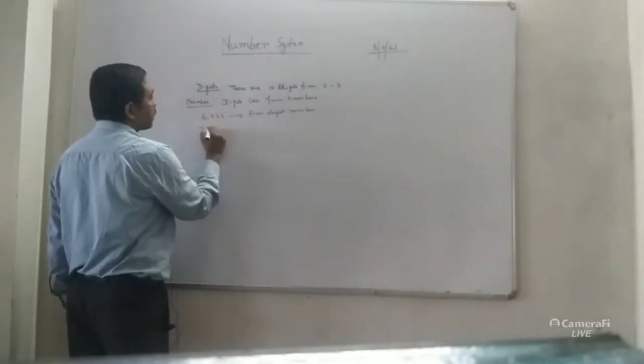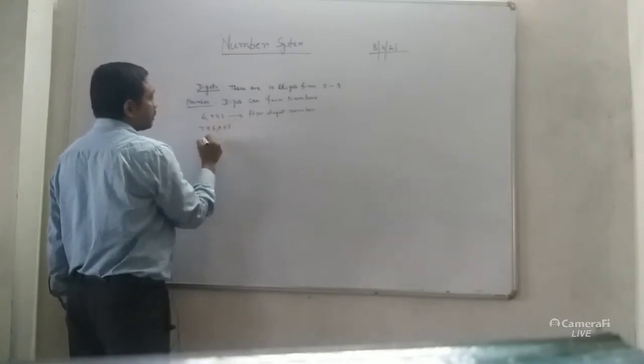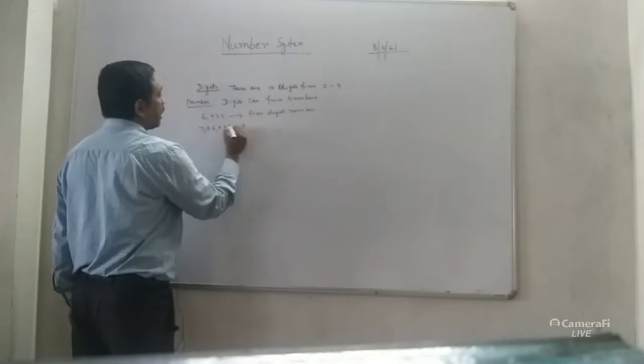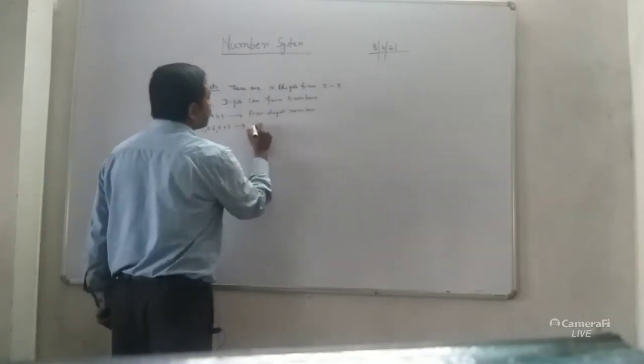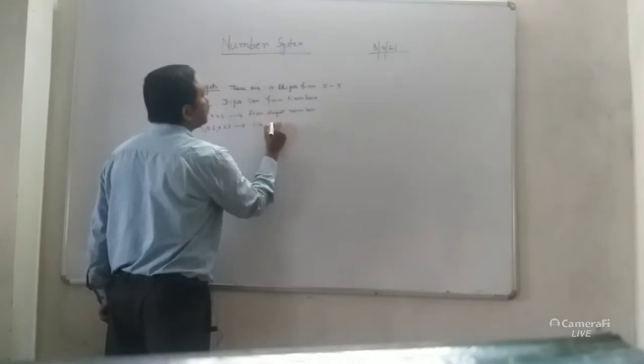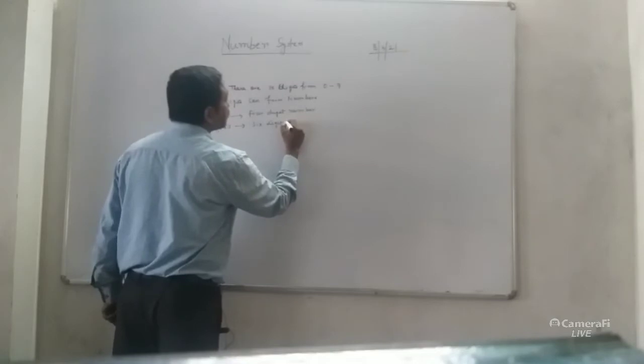Suppose it is given 7 9 6 4 8 3. Now put a comma after 3 digits, after 2 digits. Write how many digits are there? 1 2 3 4 5 6. So this is a 6-digit number. In this way the name of the number is given.